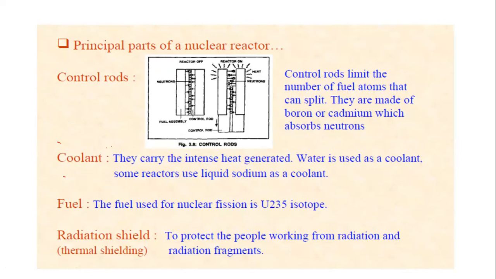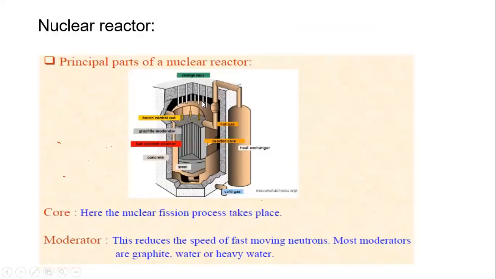The fuel used for nuclear fission is uranium-235. Mostly we use uranium-235 as the nuclear fuel. In the nuclear fuel, the nuclear fission process takes place and chain reactions are also obtained. These are the various types of control rods, and this is the cross-sectional view of the reactor.